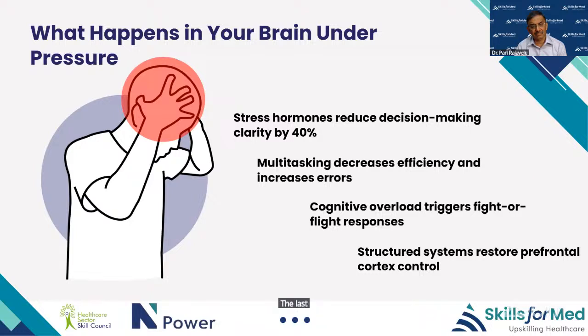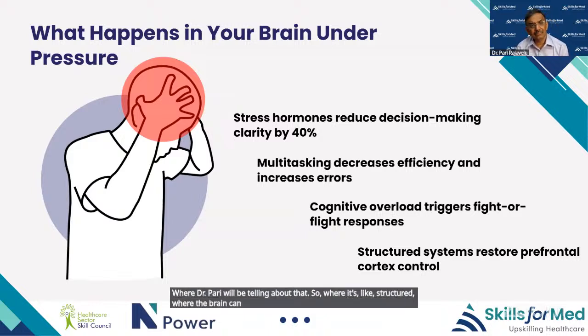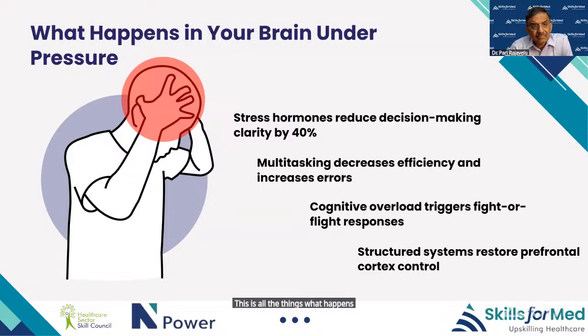The last thing is about a structured system to restore prefrontal cortex control. If we are overloaded, we have to think of some standard structured way, which Dr. Pari will be telling about. It is a structured way where the brain can have relaxation time from that overload of work, and which helps us do our work in an easier way. What that structured way is, we'll be dealing with in the future slides. This is all that happens with the brain when we are under pressure.